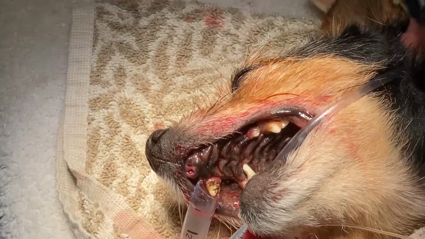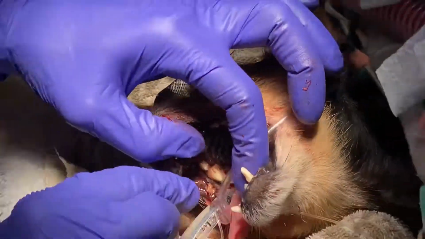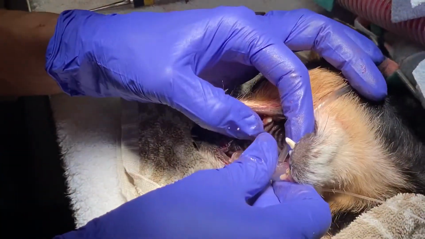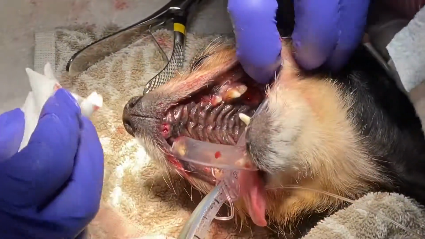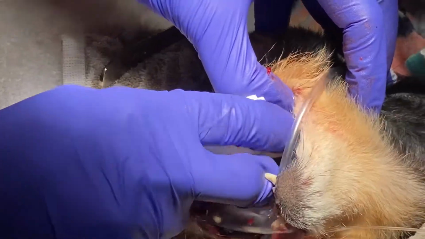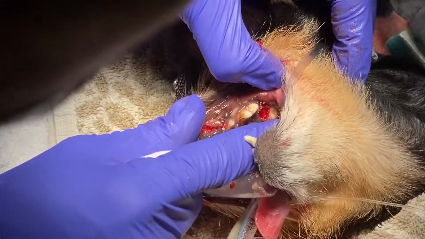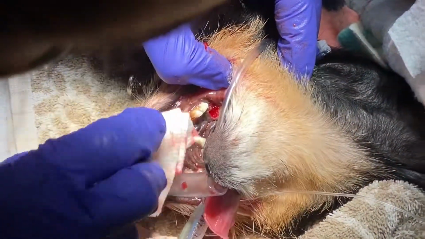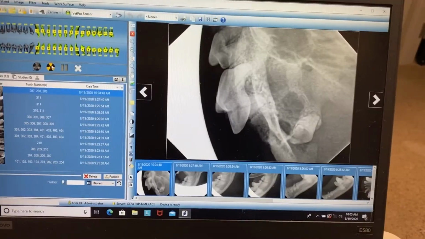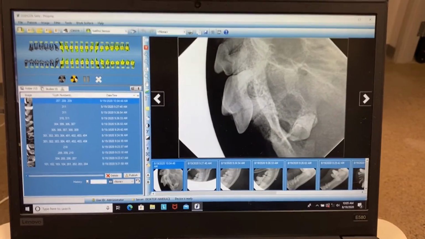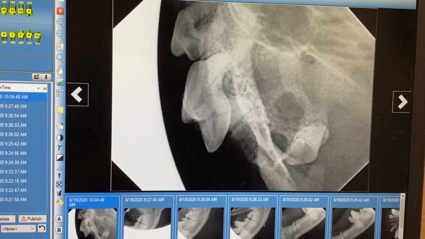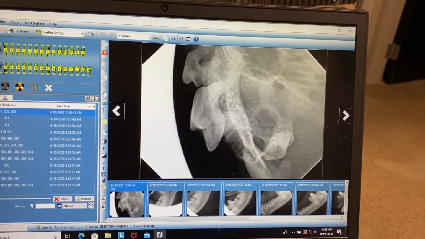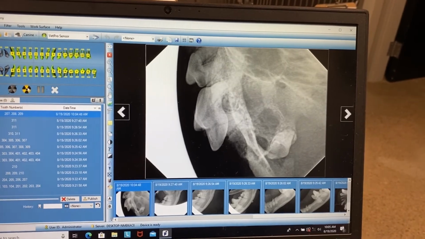We also take x-rays after the fact to make sure that we've gotten the entire tooth out and we have not left any parts or pieces of roots behind. So this is the location in which that tooth was extracted from. Awesome. This is an x-ray revealing that that 209, or that first molar that we extracted, is completely extracted. There's no signs of any retained roots that are still present within this view.